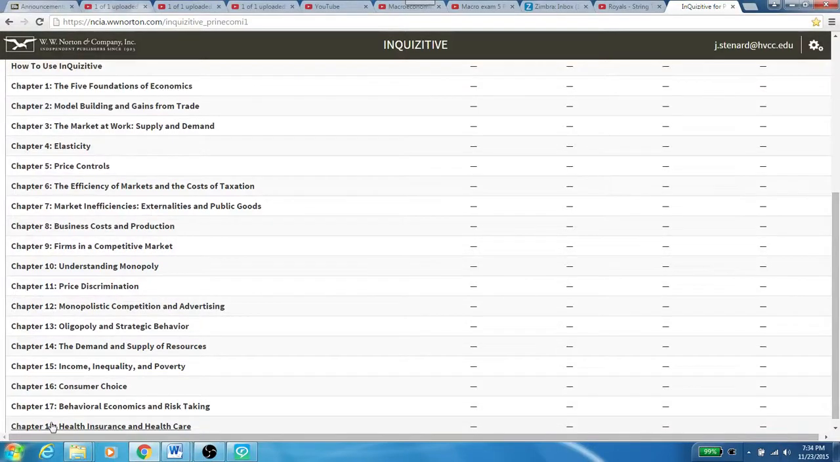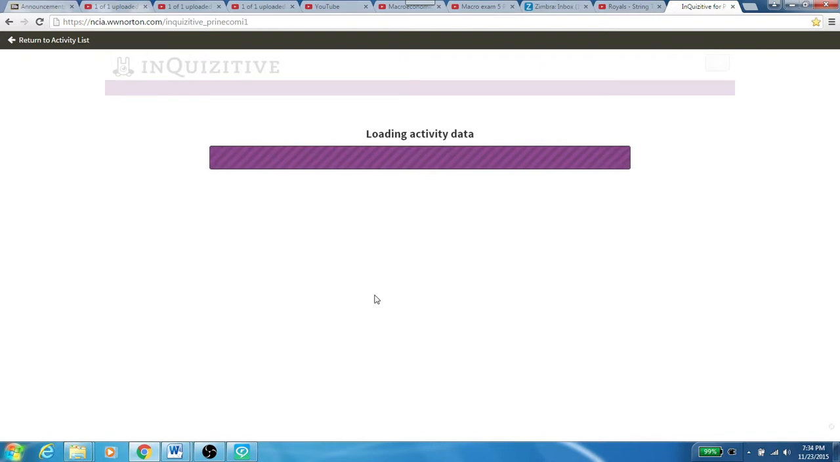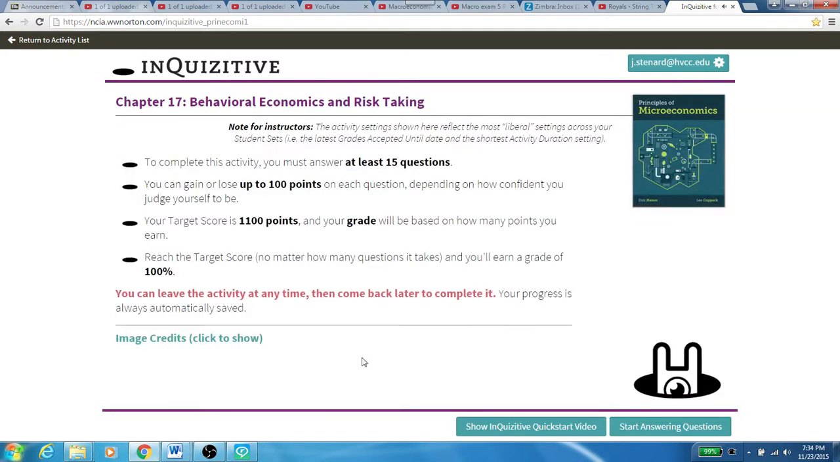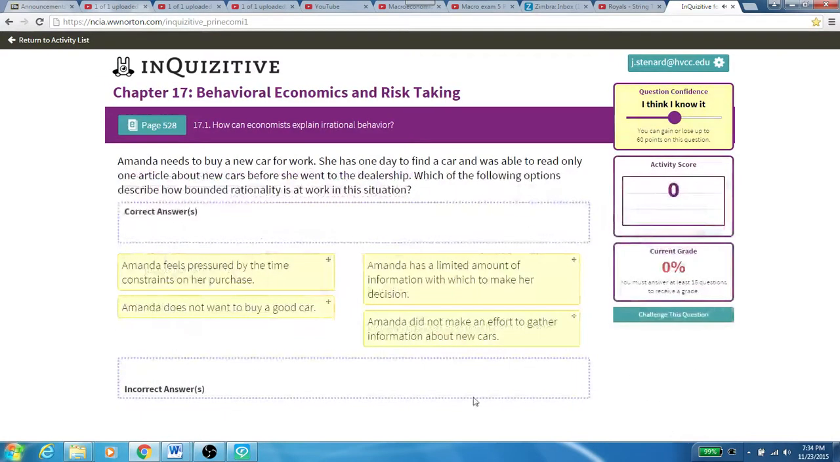Hello everybody, we're going to do chapter 17, Behavioral Economics and Risk-Taking. That's right, it brings us right in here. We're going to need to answer at least 15 questions, score at least 1,100 points. We're going to try the activity as a student, and let's start answering the questions.